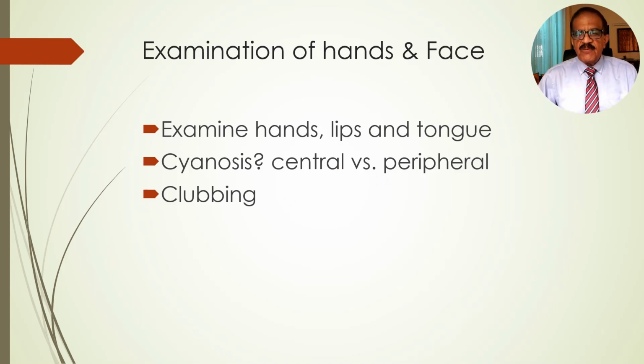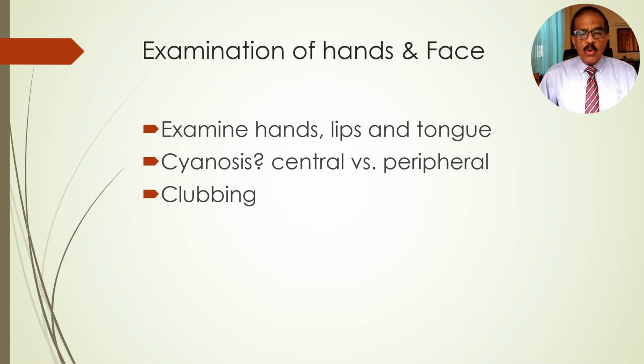Then we examine hands for any clubbing. Clubbing, of course, could be due to pulmonary disease, could be due to cardiac disease, could be due to liver disease or intestinal disease. But there are some important lung conditions where there may be clubbing. One such condition is lung cancer, or bronchiectasis, or pulmonary fibrosis, or lung abscess, or empyema. These are all important pulmonary conditions where there could be clubbing.